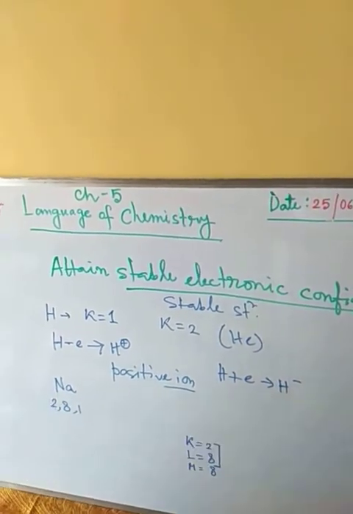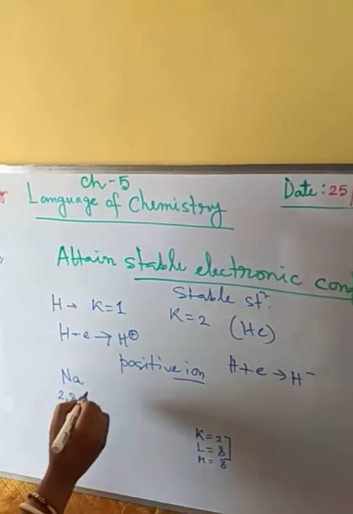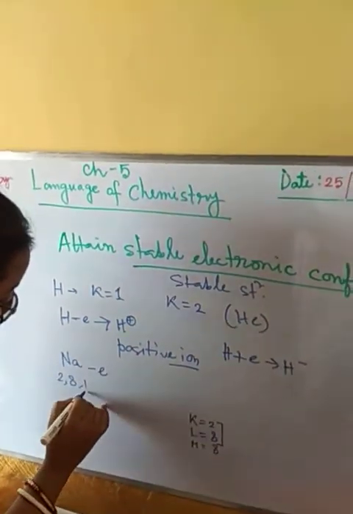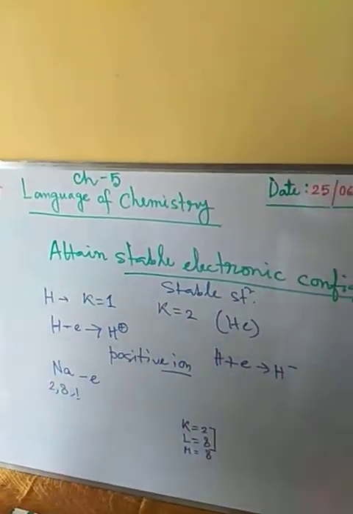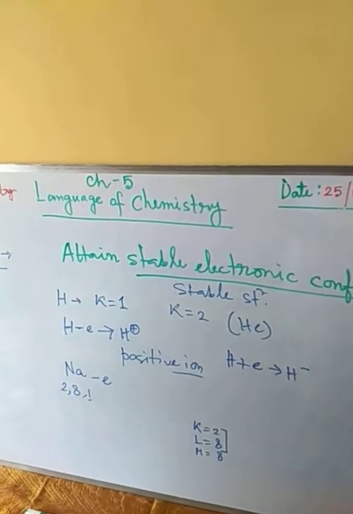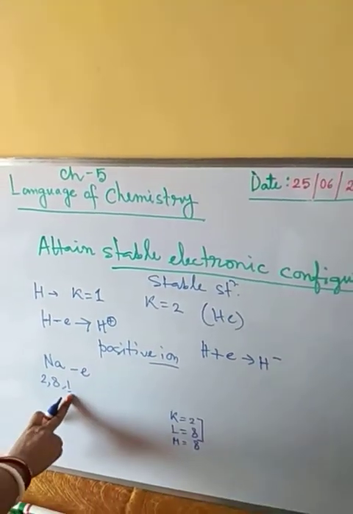So sodium will be doing that only. Sodium will lose this extra electron which is there in the last shell. This shell is called the valence shell also, and this electron is called the valence electron.